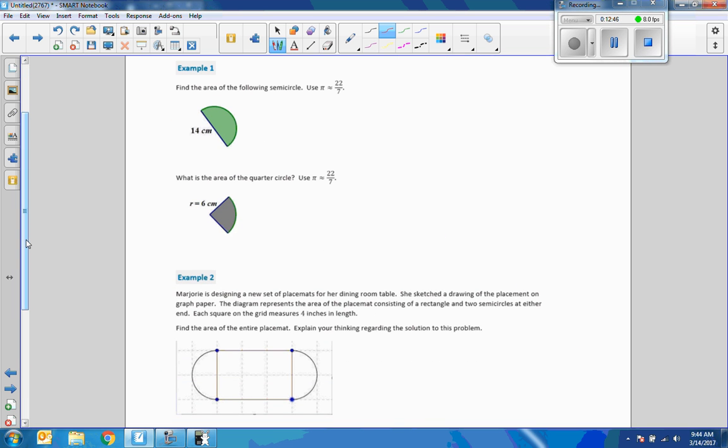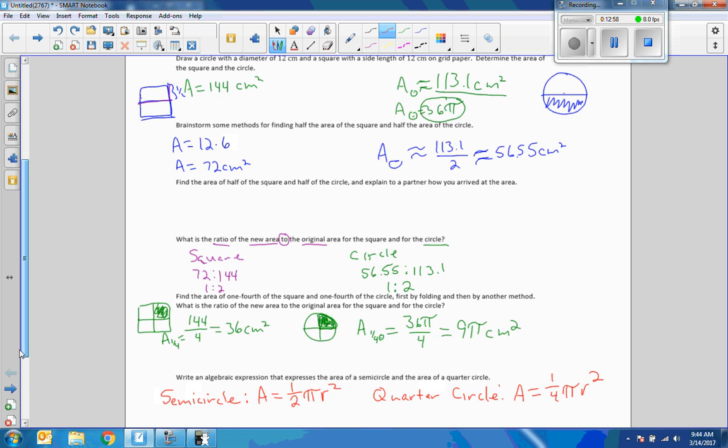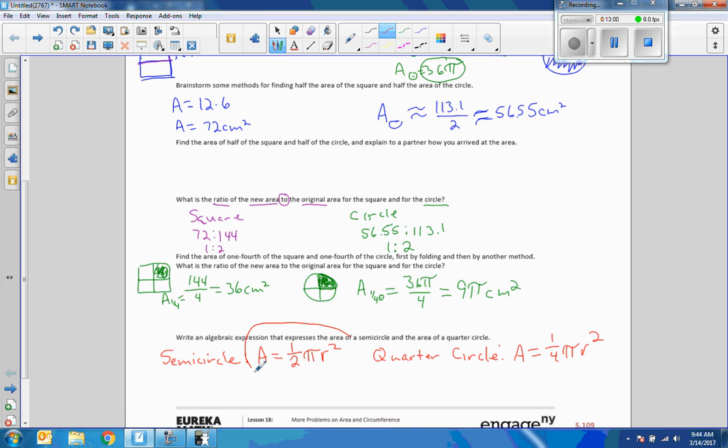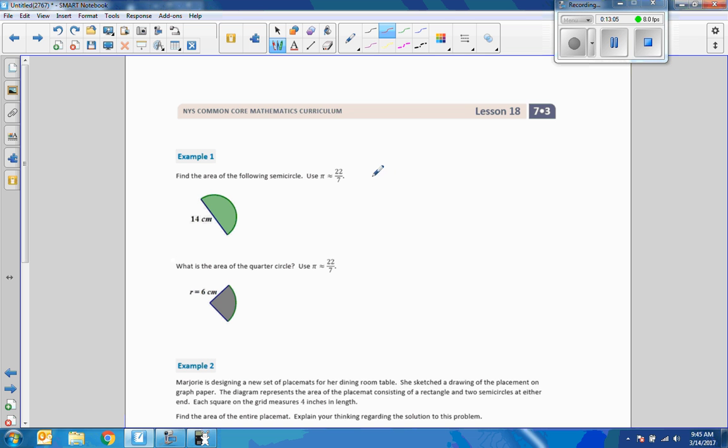Example 1. Find the area of the following semicircle. Use pi equals approximately 22/7. So we're using an approximation here of 22/7. And it's a semicircle. So I'm going to go back. My area of my semicircle is area equals 1/2 pi r squared. Always start problems with writing the formula.